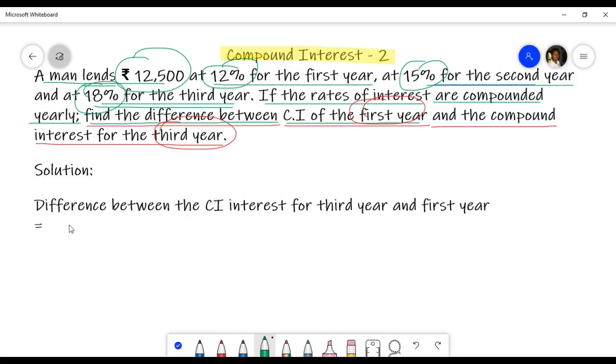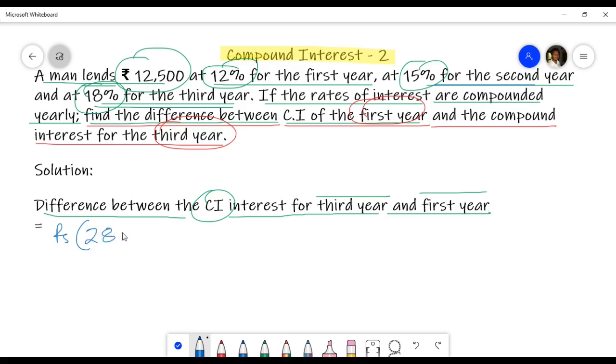Now what do we have to find? We have to find the difference between the compound interest for the third year and first year. Okay, that's what is given in the question, the difference between the compound interest of the third year and the first year, or the difference between compound interest of the first year and the third year.